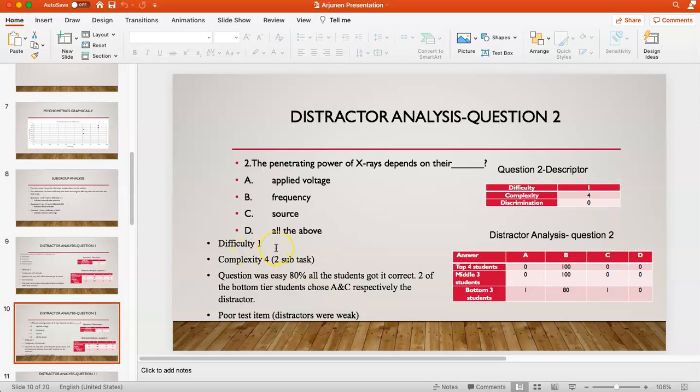The difficulty, as I said, was 1. Complexity was 4, using 2 subtasks. The question was easy. 80% of the students got it correct. Two of the bottom tier students chose A and C respectively of the distractors. It was a poor test item. The distractors were weak.